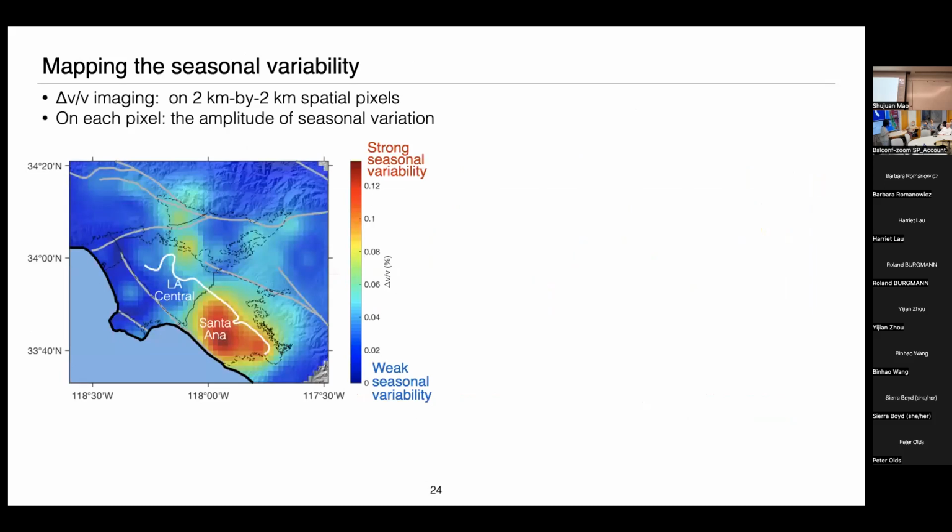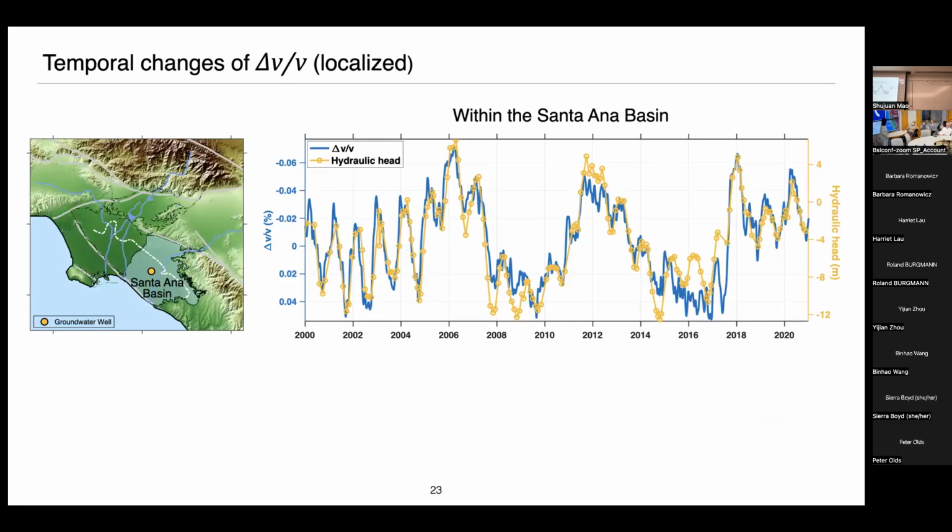Okay, can I ask one question? Sorry. Yes. This is fantastic, but I was wondering, how do you convert the delta V over V percentage to the hydraulic head? I can read it in meters. So is there a conversion factor that is the same everywhere, or is this only for this area that you can convert delta V over V percentage to some meters?